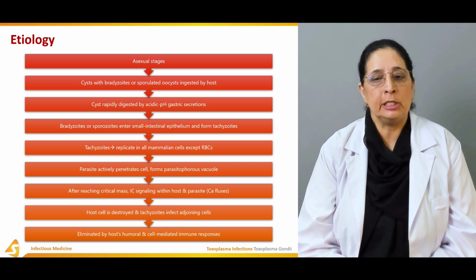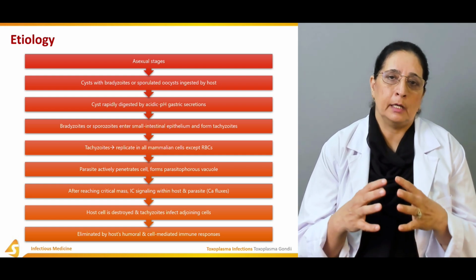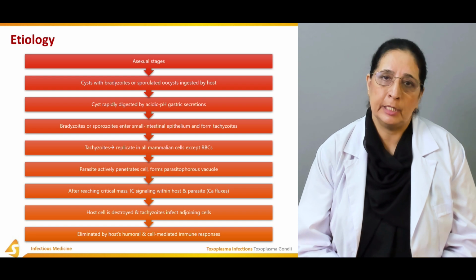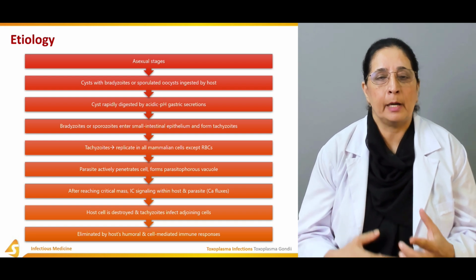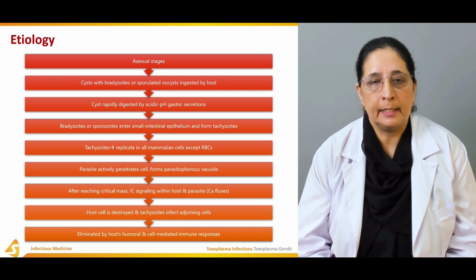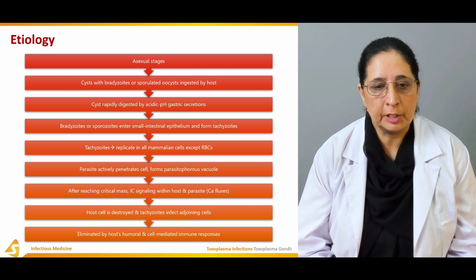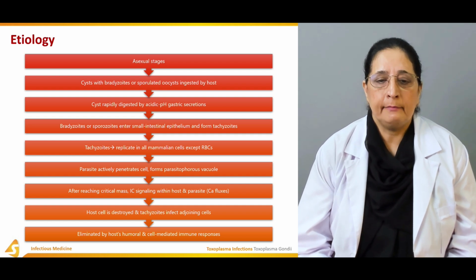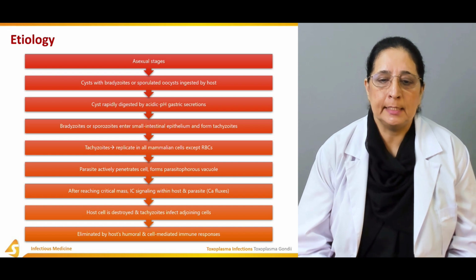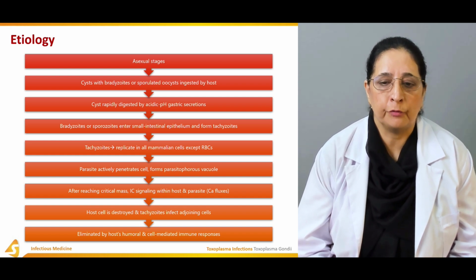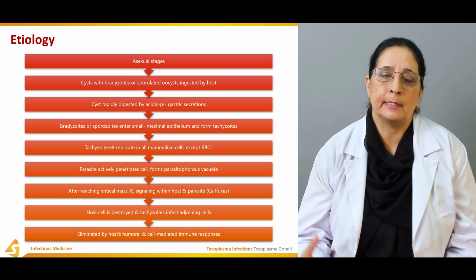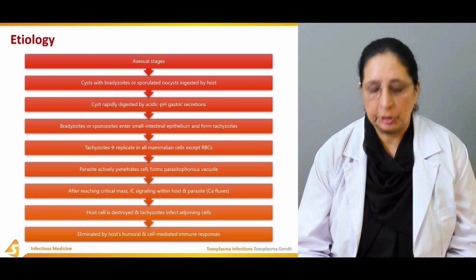So the asexual stage causes cysts with bradyzoites or sporulated oocysts ingested by the host. Then these cysts are rapidly digested by the acidic pH of gastric secretion. Bradyzoites and sporozoites enter the small intestine where they form tachyzoites, and then they penetrate the cells and form parasitophorous vacuoles. So all that is the life cycle of the causative agent.